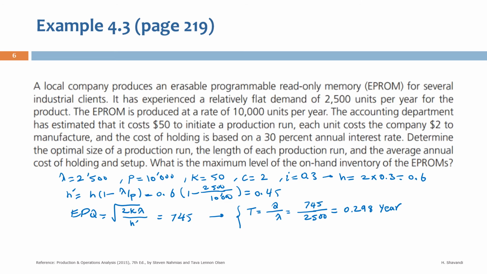Okay, and so the uptime or production time T1 will be Q over P.